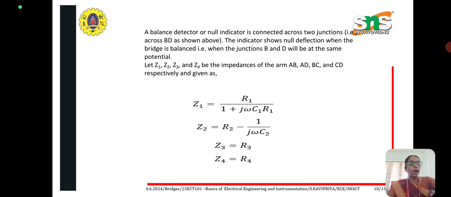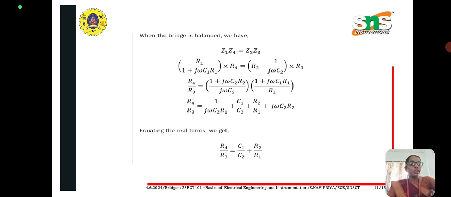Z1 is nothing but R1 by 1 plus j omega C1 R1. Z2 is R2 minus 1 by j omega C2. Z3 is equal to R3 and Z4 is equal to R4. We all know what the bridge condition is, right? So the impedances of the opposite arms should be equal. So Z1 Z4 should be equal to Z2 Z3, and we have to apply the values of Z1, Z2, Z3 and Z4 in the equation, and we have to simplify the equation.